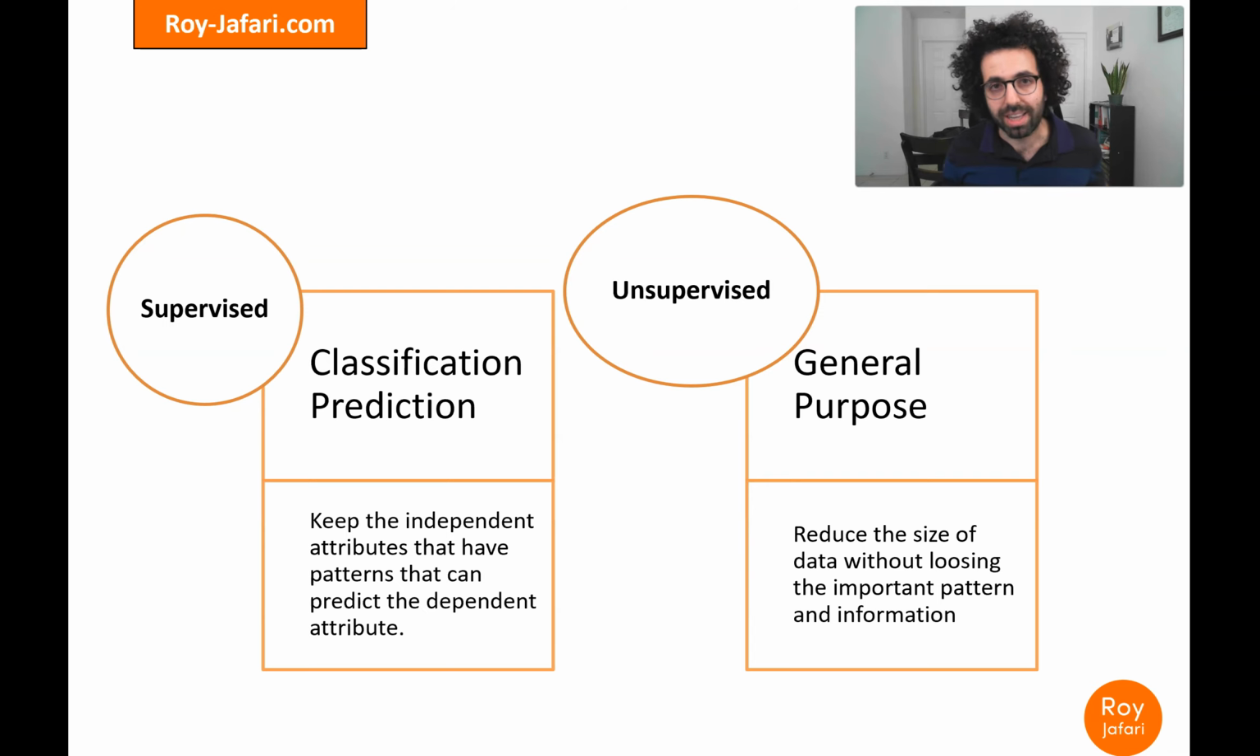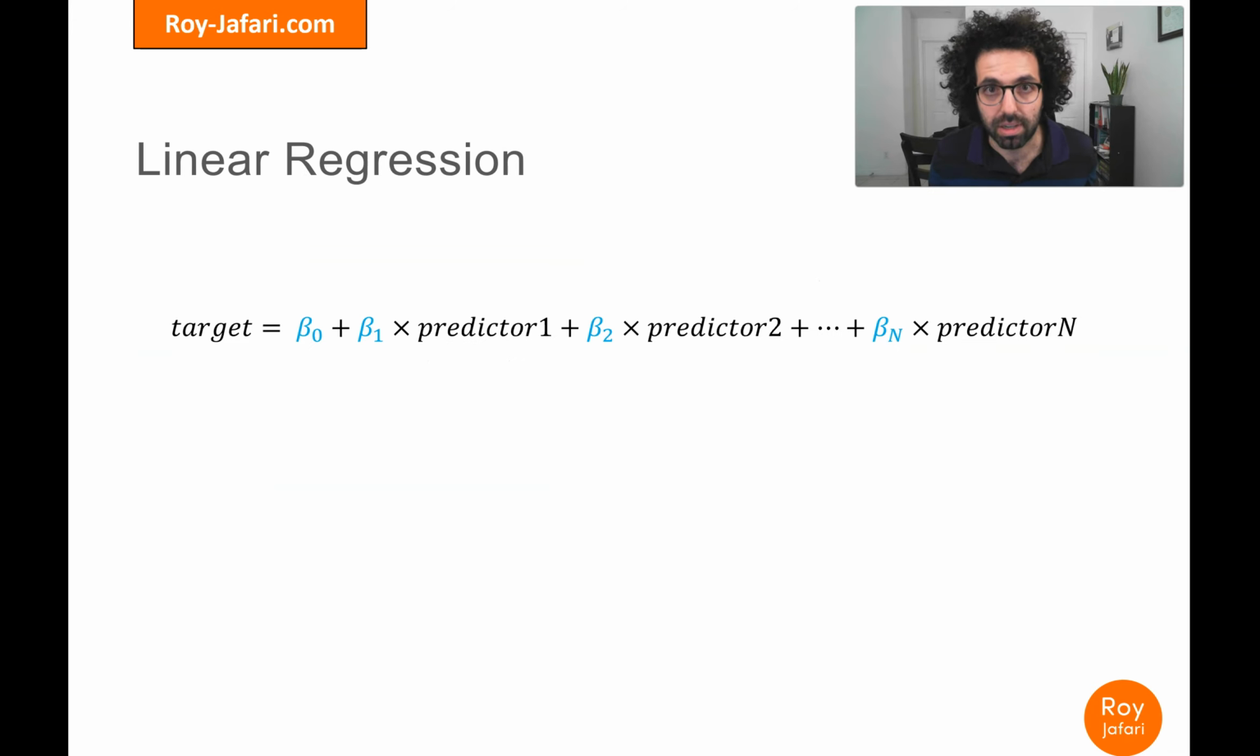In this video, as I said, we're going to talk about two dimensionality data reduction methods that are supervised. The first one is linear regression. Linear regression was a prediction method itself, and here I'm going to show you how it can also be used as a dimension reduction method. You remember linear regression has a universal equation that you use for creating a relationship between your independent attributes and the dependent attribute.